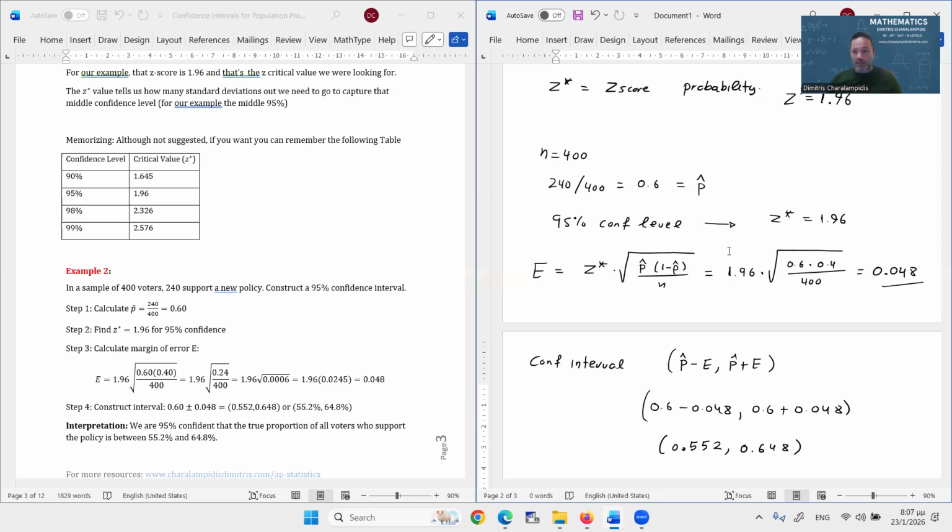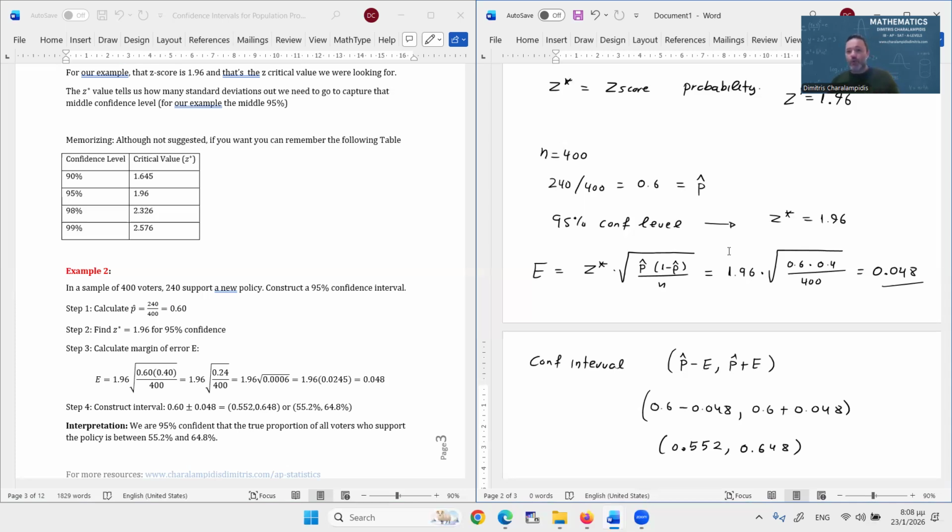95% confidence level that the true proportion of all voters who support this policy will be between these two numbers, 0.552 and 0.648. I can convert them into percentages. So we are 95% confident that the true population proportion of all those who support this new policy will be between 55.2% and 64.8%. I urge you to watch this video again and again.